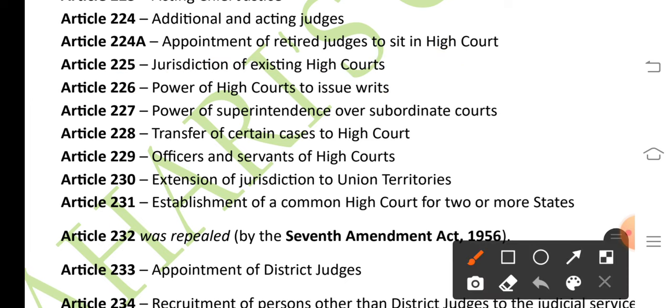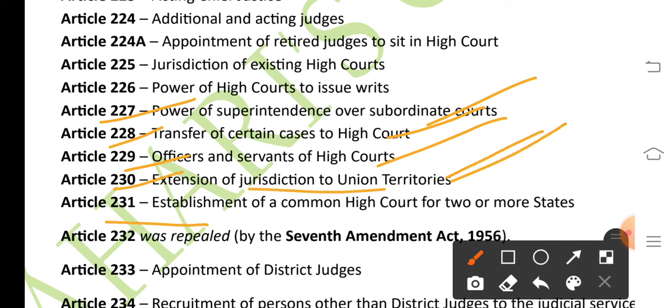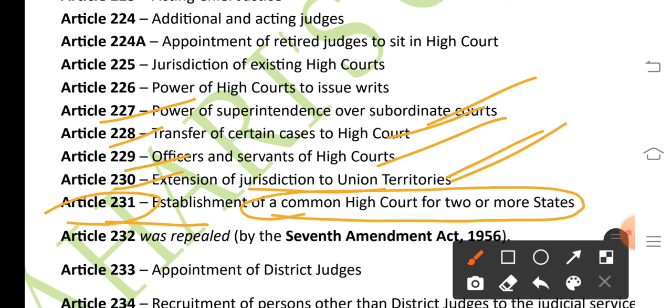Next, Article 227, power of superintendence over subordinate courts. 228, transfer of certain cases to High Court. 229, officers and servants of High Courts. 230, extension of jurisdiction to Union territories. 231, establishment of a common High Court for 2 or more states. This is also very important. 231 is for establishment of a common High Court for 2 or more states.